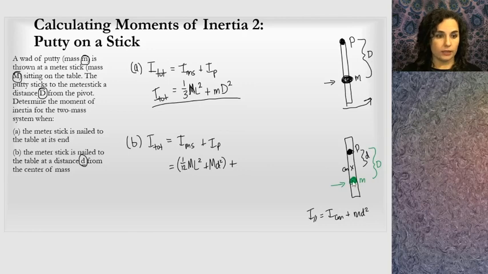And then the putty is still a point mass. So it'll have a little m D squared. And that is going to be what the moment of inertia is for the second situation, where you have shifted from the center of mass to a pivot point away from the center of mass. You have to take the parallel axis theorem into account.